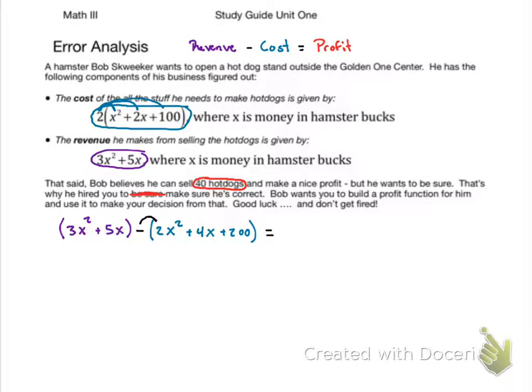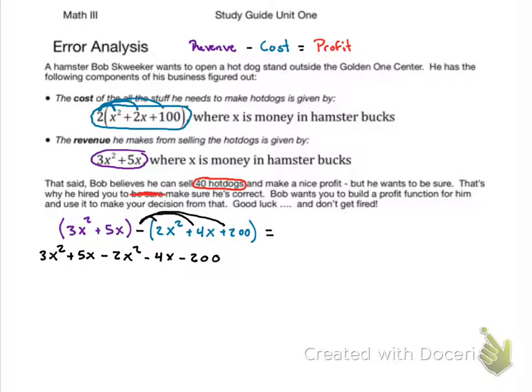We have a minus sign here. We need to make sure that we are distributing this to all three terms. First parenthesis gets rewritten without parentheses. So 3x squared plus 5x minus 2x squared minus 4x and then minus 200.